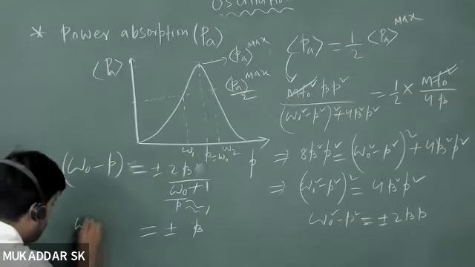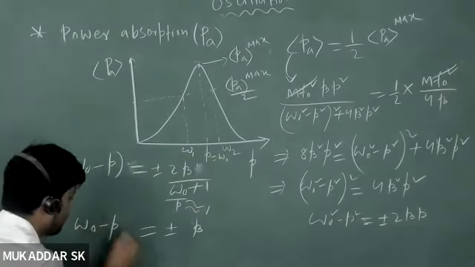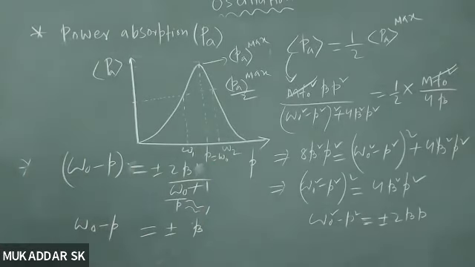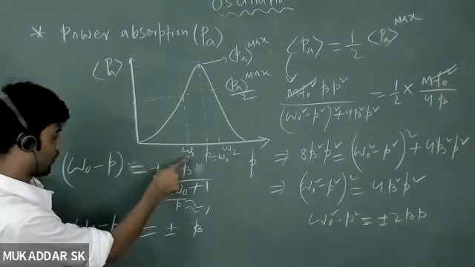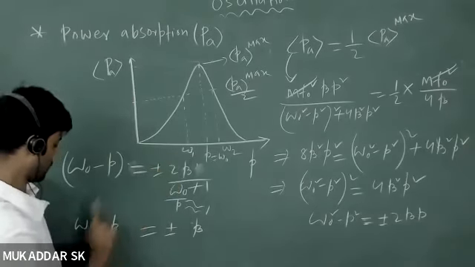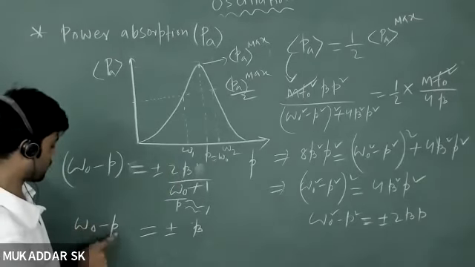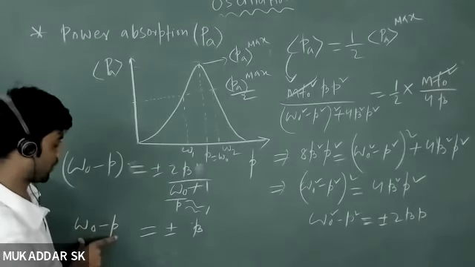So omega naught minus P, that is plus minus beta. Now when will it be plus beta and when will it be minus beta? When we take P equals omega 1, then of course omega naught minus omega 1 will be some positive number, right?